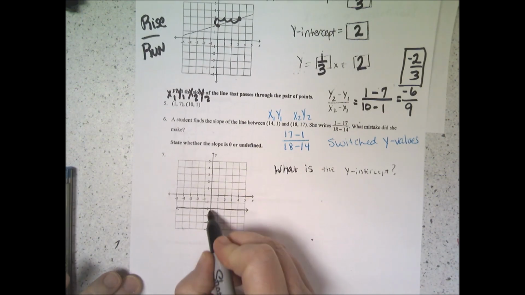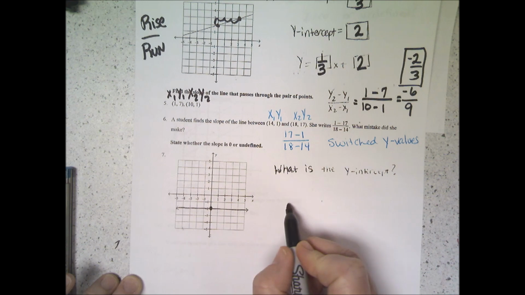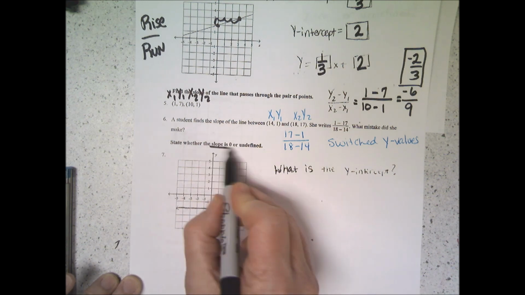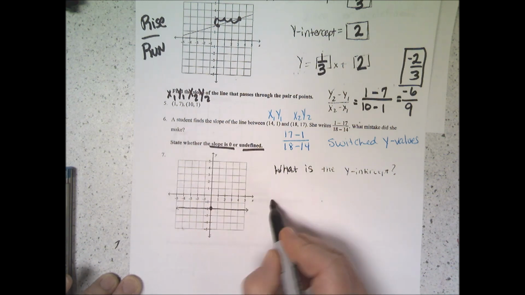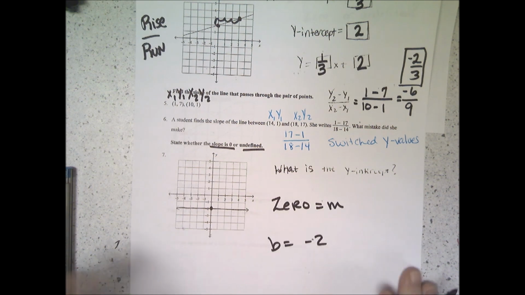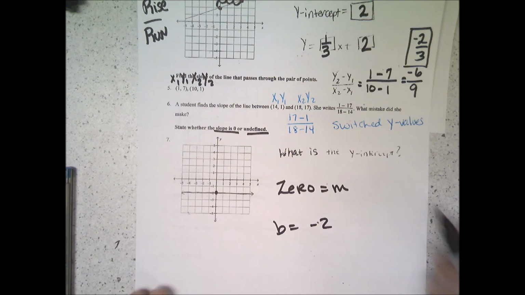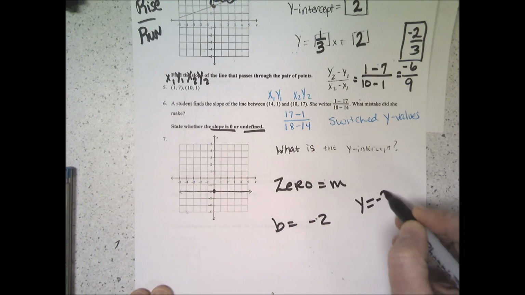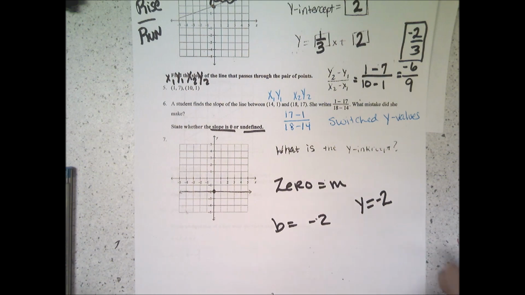Okay. Number 7, what is the y-intercept? -2. What's the slope? Is it 0 or undefined? 0. Y-intercept is -2. It doesn't ask you for the equation, but this is what it would be. Y equals -2. Number 8, same kind of question. Is your slope 0 or undefined? Undefined.